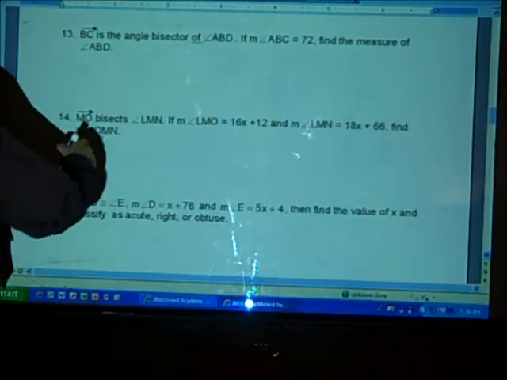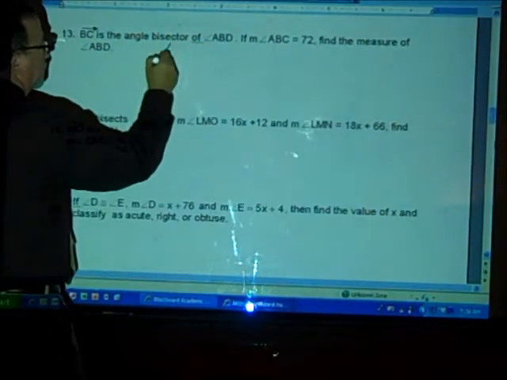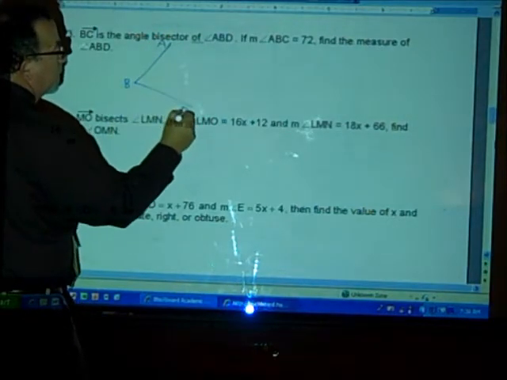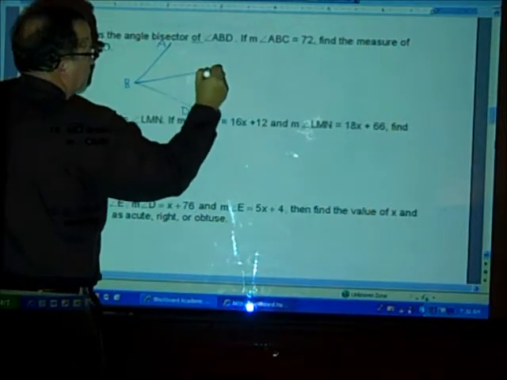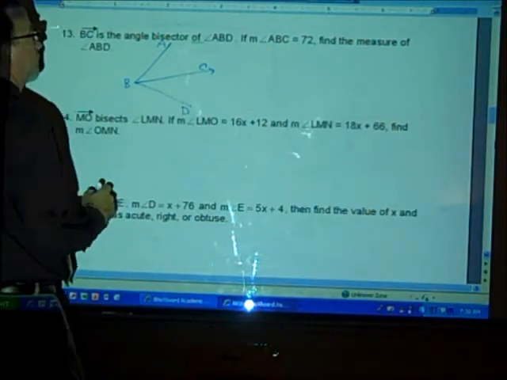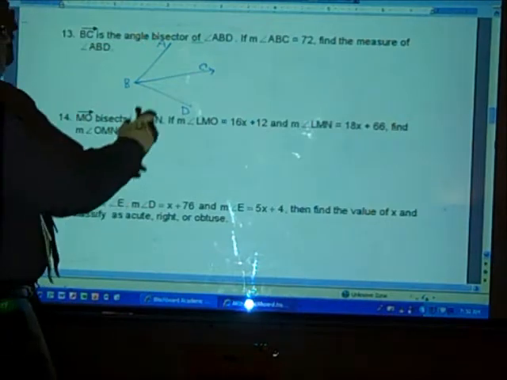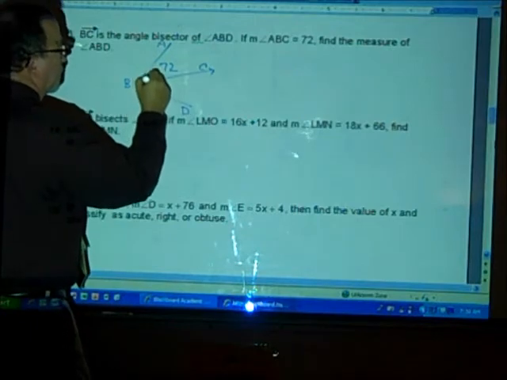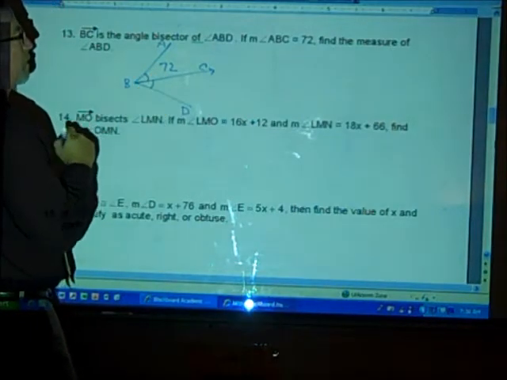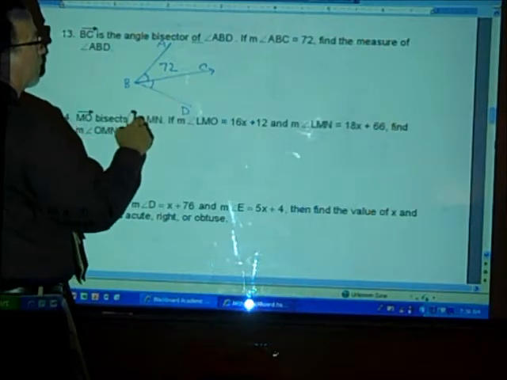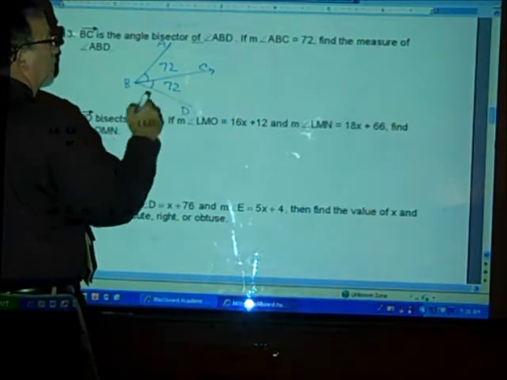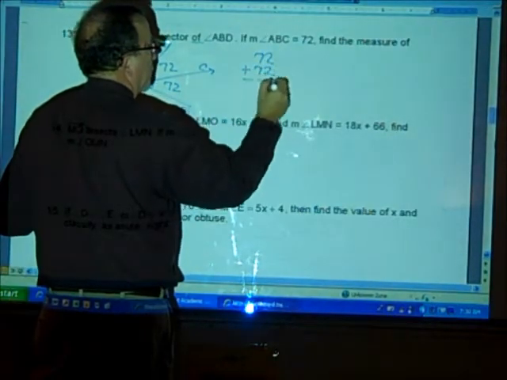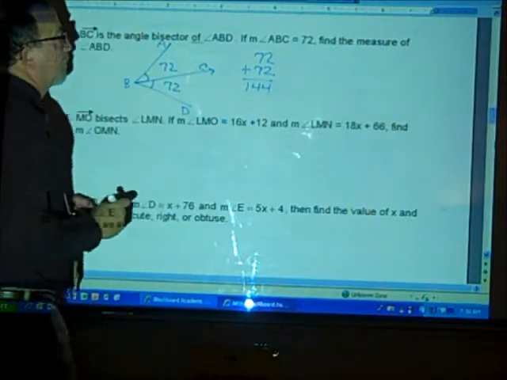BC is the angle bisector of angle ABD. So we're going to draw that picture first. A, B, D. BC bisects, so BC goes through the middle. Angle ABC is 72. Since this is the angle bisector, we know that this is equal to this. We're going to find the measure of ABD, the whole thing. Well, if this is 72, we know this is 72. The whole thing, we're just going to add those two together. So 72 plus 72 equals 144. That's the answer.